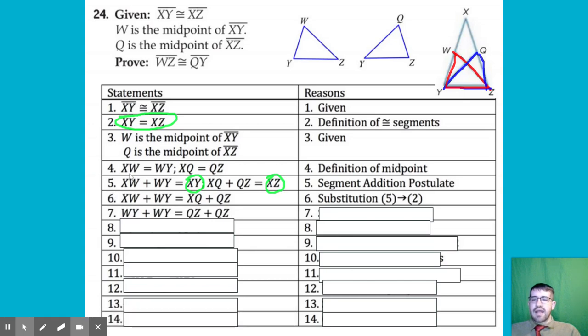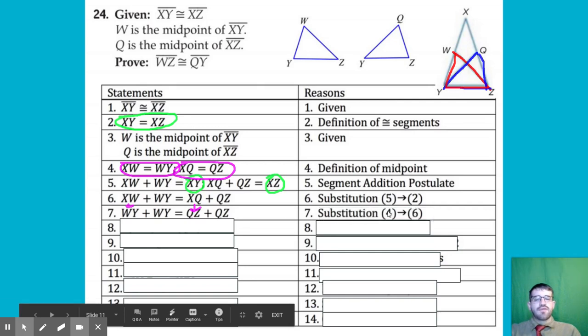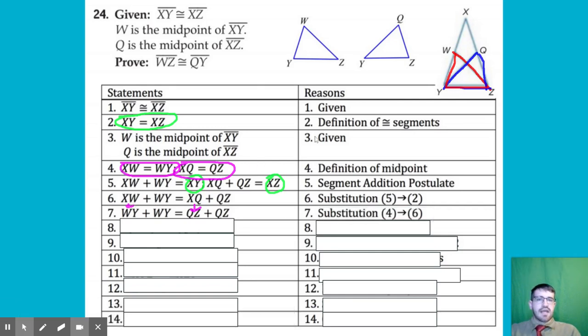Since we wrote that XW equals WY and XQ equals QZ, we're going to substitute in WY wherever we see XW. I'll do that in purple. So here's this statement, and here's this statement. So we had an XW here. So we put that there. And we had an XQ here, so we substituted QZ in there. We've done some substitution from 4 into 6. Now we're starting to work with the sides of these triangles here, the legs, if you will.